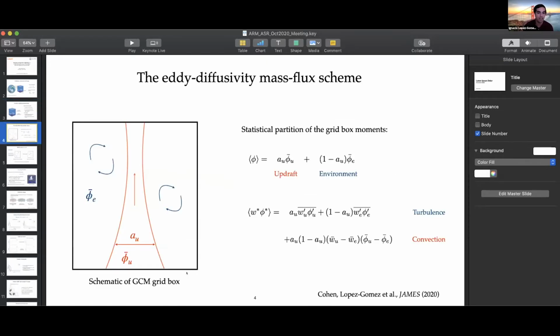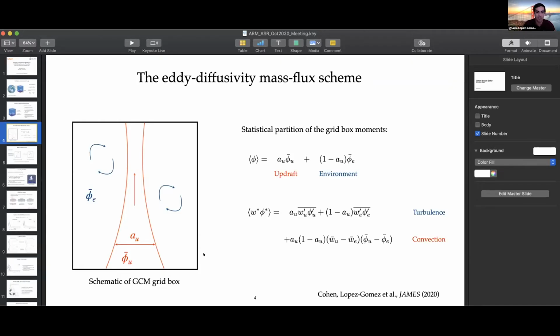So a candidate for this unified model is the eddy diffusivity mass flux scheme, in which we subdivide every GCM grid box, as I'm showing here in this schematic. And we subdivide it into different subdomains. One of them, in red, represents the convective structures in the atmosphere, or updrafts, downdrafts, or plumes. And the other subdomain, which is characterized by more isotropic eddying motion, we'll call the environment.